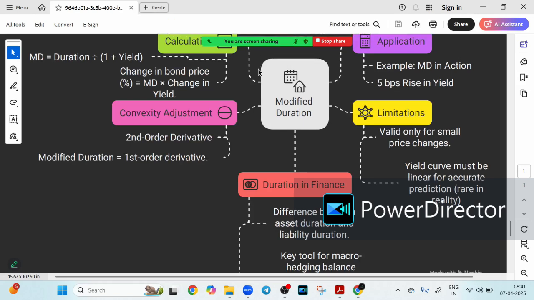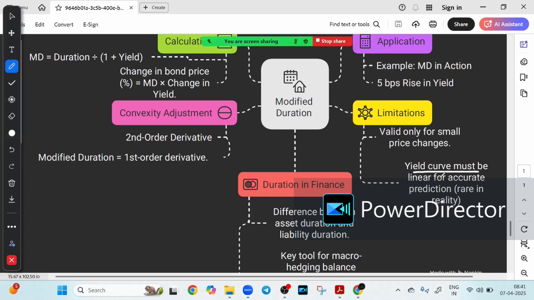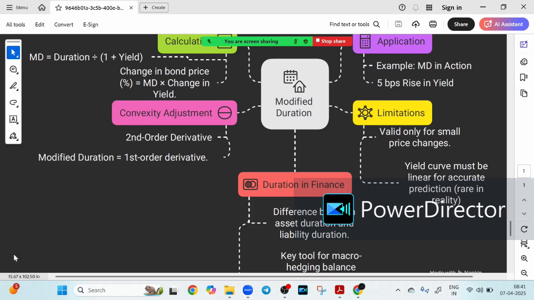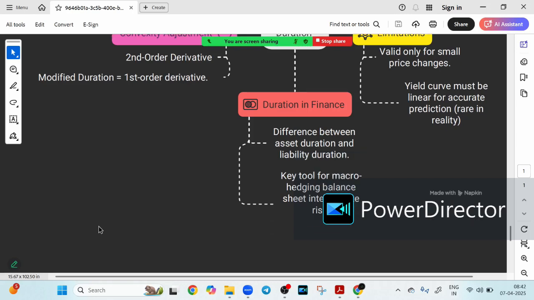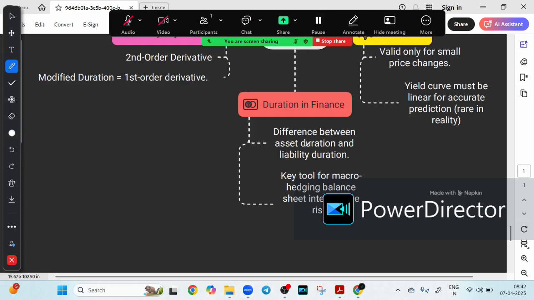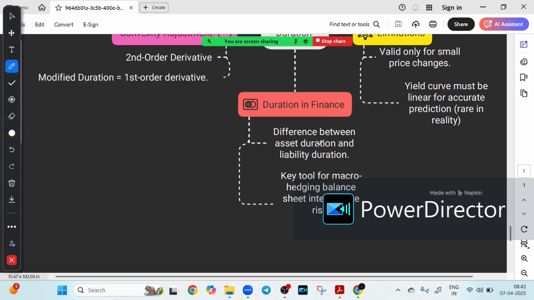Why? Because it assumes that the yield curve is linear. Yes, this is the assumption that it makes, that the yield curve is linear, which is rarely true in the real world. For bigger swings, you need convexity also, right? Convexity is also required. And if you look at duration in finance, this is where modified duration truly shines. It helps banks and financial institutions manage the difference between asset and liability duration. It is a key metric in macro hedging, helping banks manage interest rate risk across the entire balance sheet. So modified duration gives you a sharper, smarter way to measure bond risk.